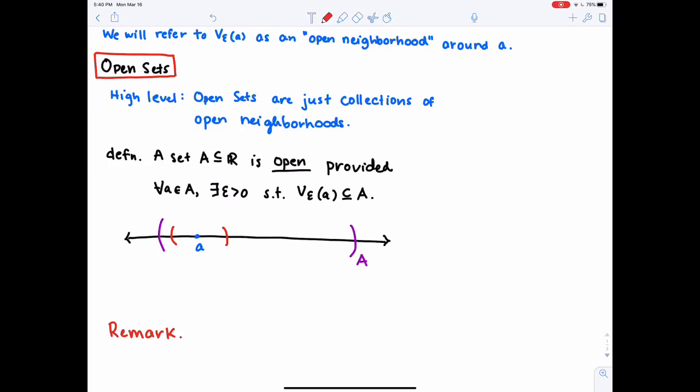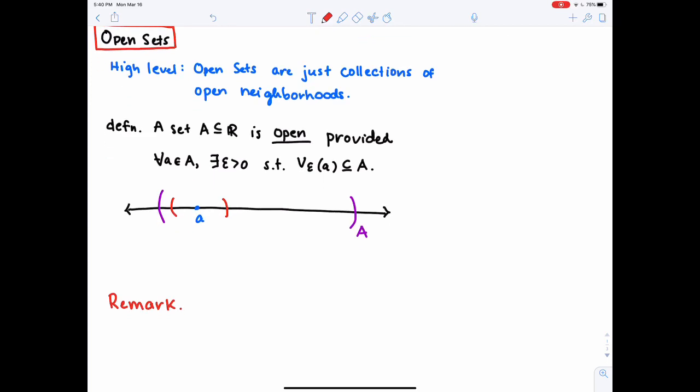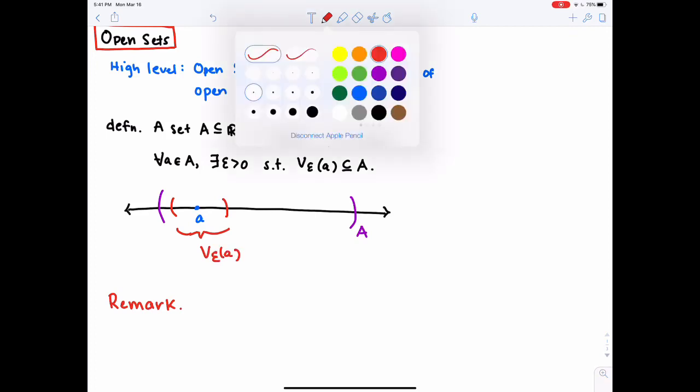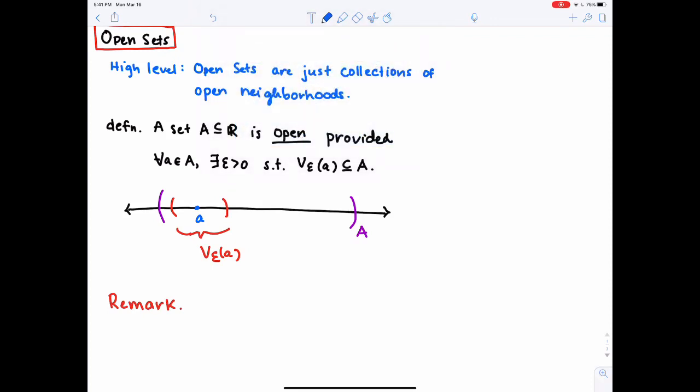Notice that any epsilon neighborhood smaller than this one, if I chose a smaller epsilon radius, would still be in there. But you have to be careful with choosing larger radii because you don't want to extend outside, past the boundary of your set. So this right here is my V epsilon of a. And you're supposed to be able to do this for any number in your set. So I could pick, say, this point over here, we'll call it a1.